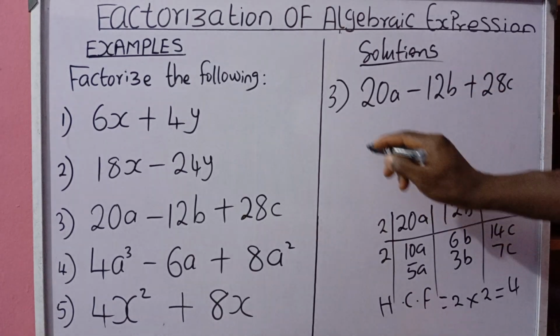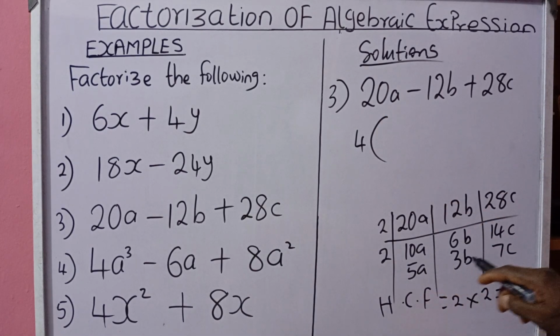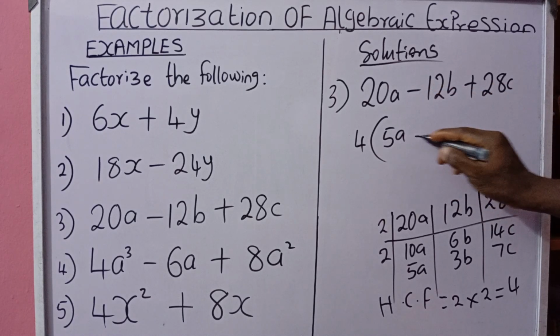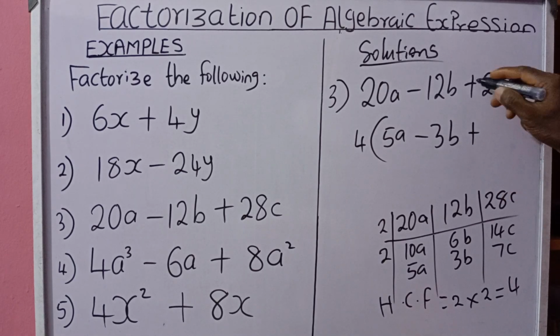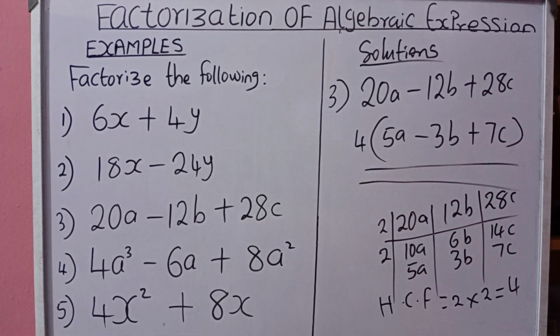So what we have to do is to write our HCF first and open a bracket. Then we write the last terms that we have in dissolving this HCF. That is 5a minus the next one 3b, then plus 7c. So this becomes the solution for the factorization of 20a minus 12b plus 28c. I hope this is getting very interesting. You can give number 4 a try. Pause the video and give number 4 a try.